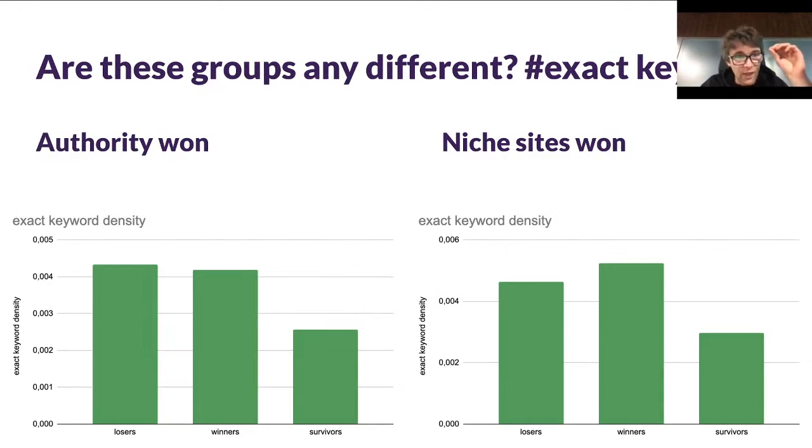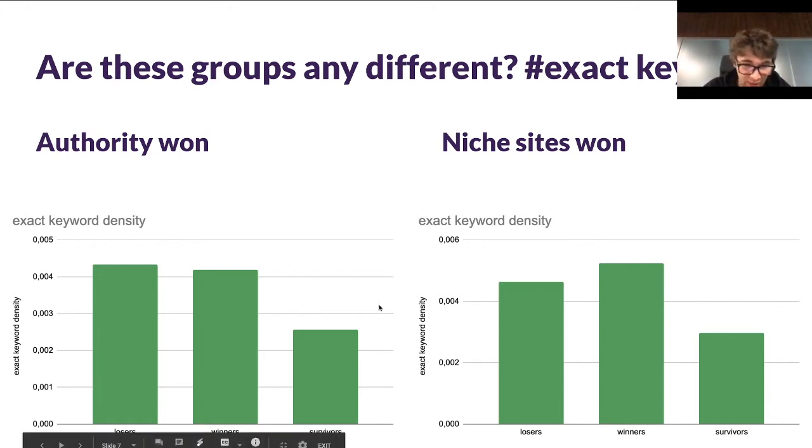Let's move on. In the authority one, exact keyword density was lower than the losers, but when the niche sites won, the exact keyword density was higher. So we see a trend: when the authority win, they are less optimized, they are less focused on the keyword. But when the niche sites win, they are more focused on the keywords. And a cool thing to point out is that survivors in both cases had lower density. They used keywords a smaller amount of times, and that means they were probably longer or not spammy. So that's pretty important. When the niche sites win, they target precisely the keyword, but when the authority win, they don't have to target that keyword that precisely.